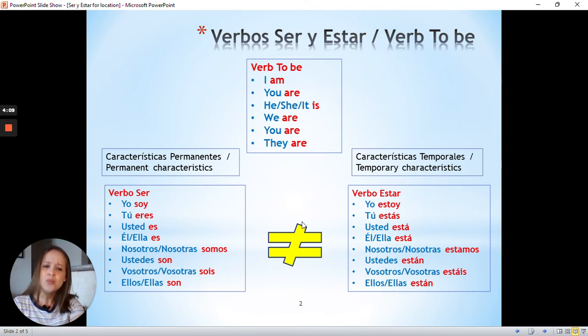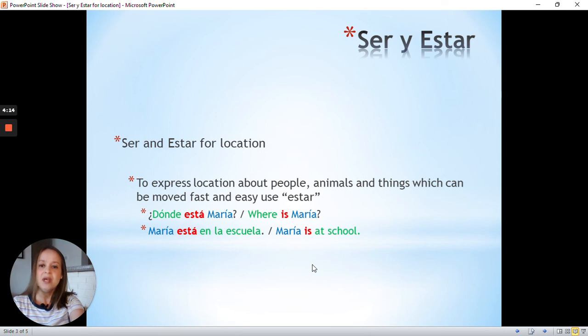Now, how do those verbs work when we are talking about location? Let's see. To express the location of people, animals, and things which can be moved fast and easily, we have to use estar. For example, ¿Dónde está María? Where is María? ¿Dónde is the question word we use for location, like where in English. María está en la escuela. María is at school. Here we have a person, and her location can be moved fast and easily, so we have to use estar. That kind of location is considered temporary, so we use estar.